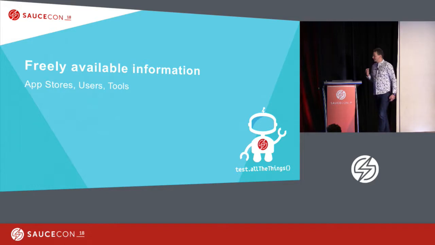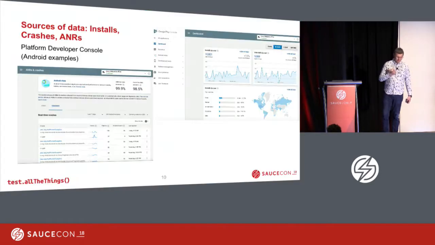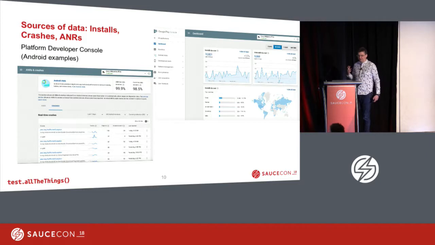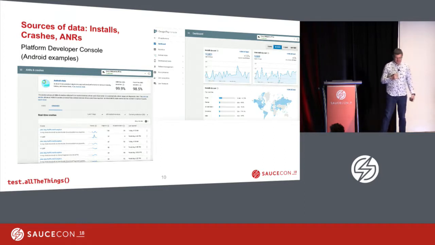I'm going to talk first of all about freely available information. So this doesn't take much effort. Some of you may already be using some of these. Perhaps some of you are using all this information. The examples I'm giving you are from Android. There's similar examples available for iOS, which are really the two main platforms we're dealing with in 2018.